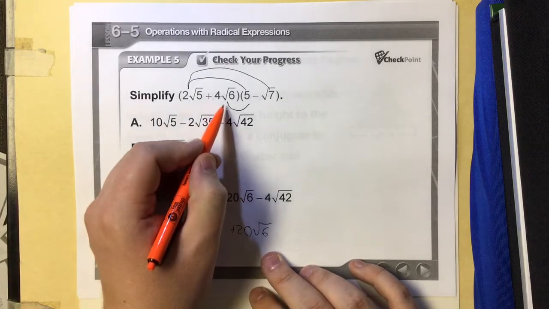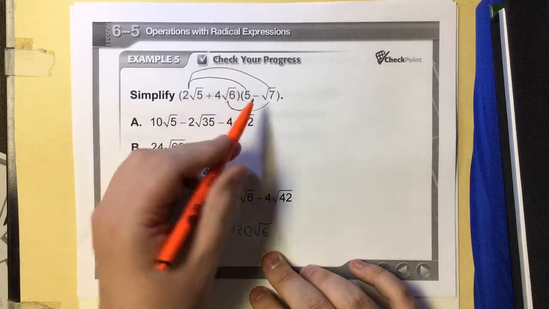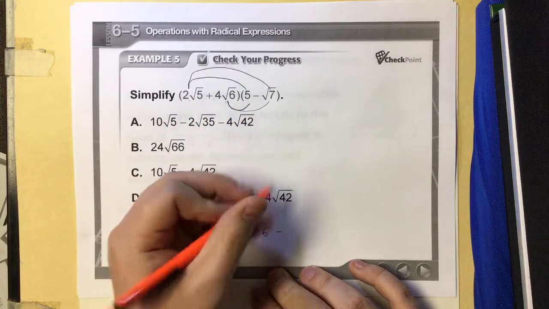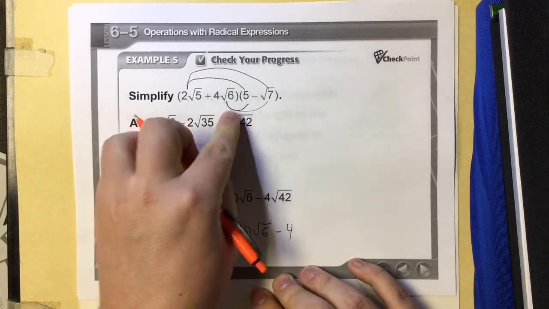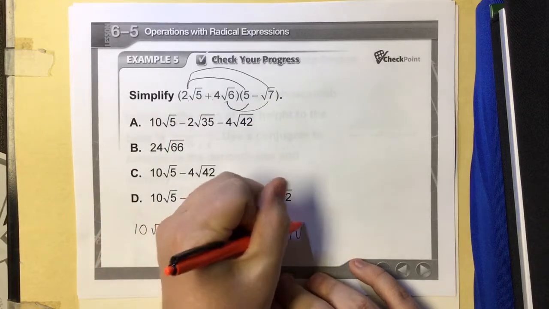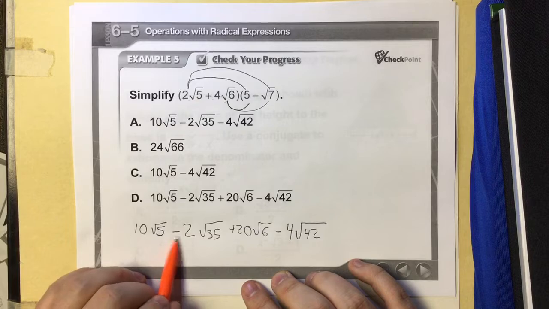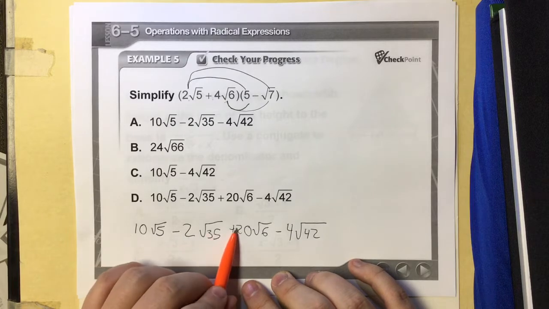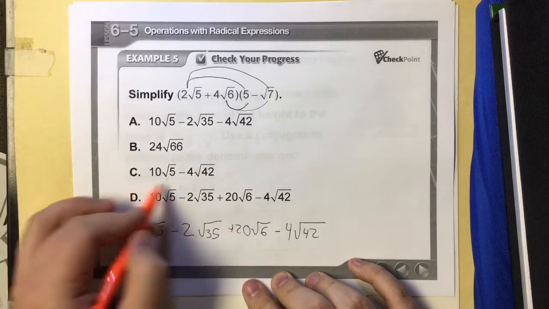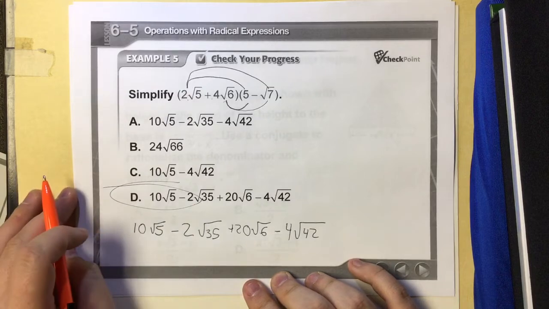And then we have 4 rad 6 times negative, so negative 4. 6 times 7 is 42. So 10 rad 5 minus 2 rad 35 plus 20 rad 6 minus 4 rad 42.